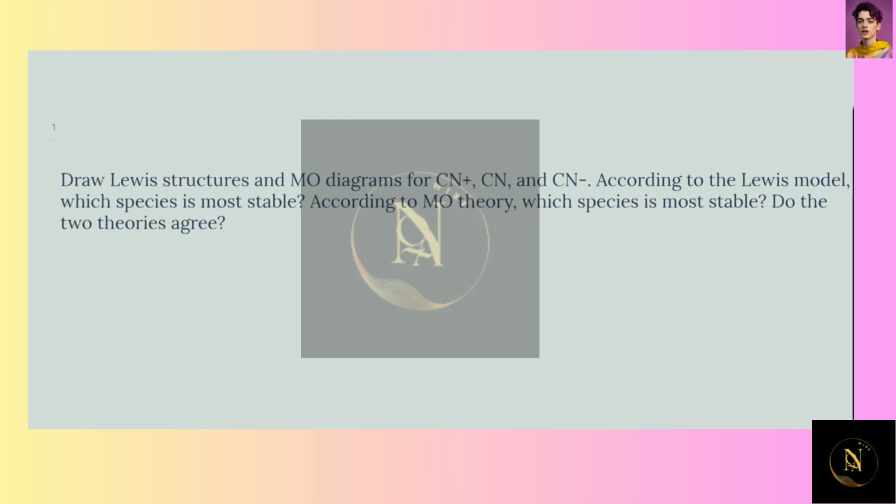All right, so to do this problem, I'm going to first look at the Lewis structures because they're a little bit more simple. So we have CN in all cases, and the only thing that's going to differ here are the number of electrons that we have.